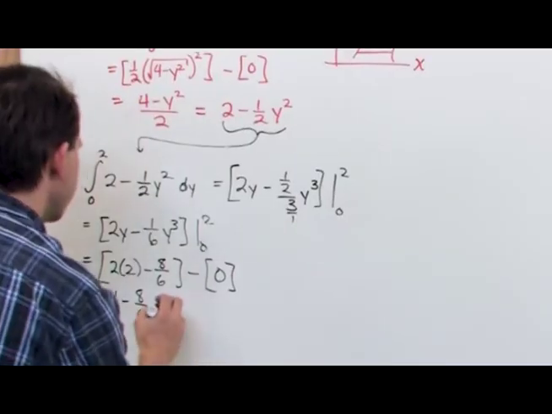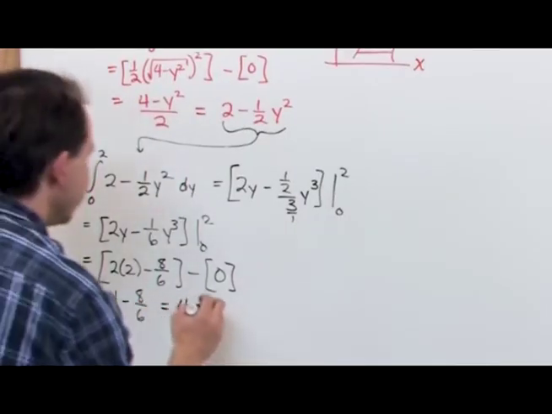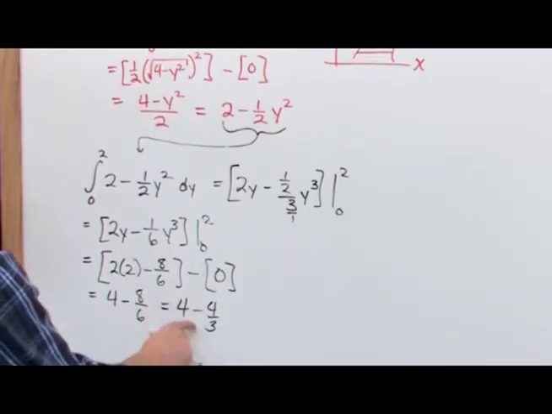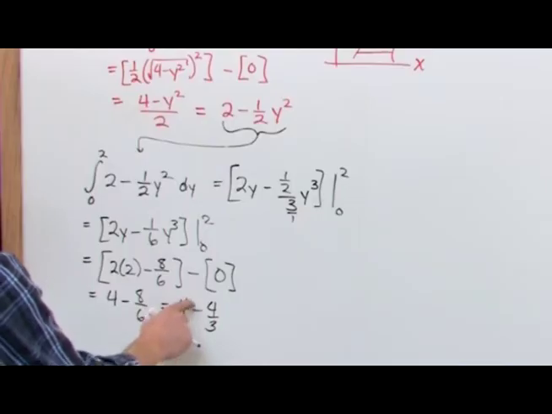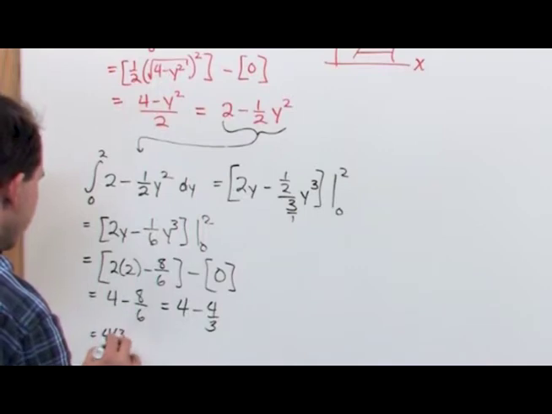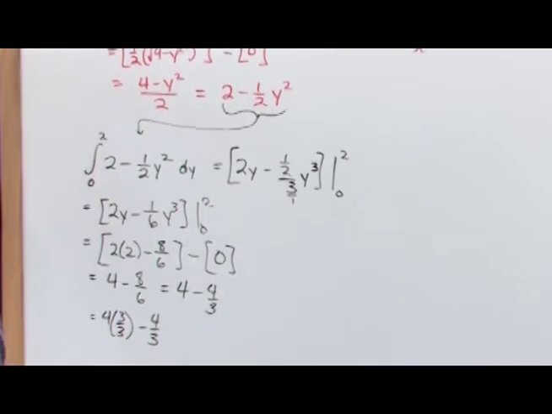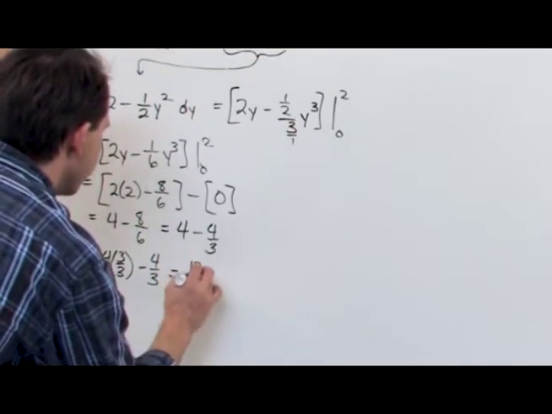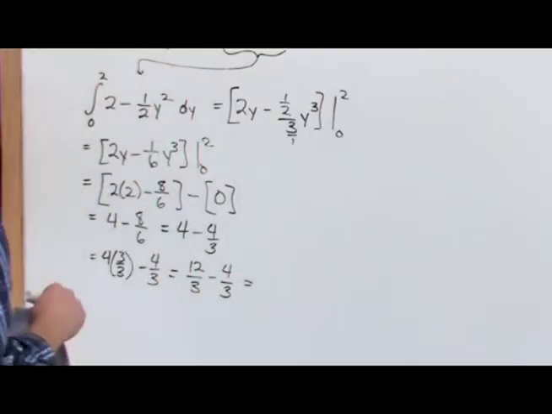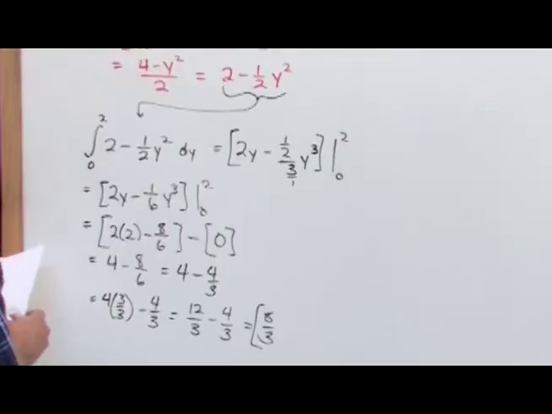Okay, so the first thing I'm going to do is say 4 minus, simplifying this right here is going to be 4/3. And then here I can find a common denominator by multiplying this 4 by 3 over 3. Multiplying the 4 by 3 over 3 changes nothing, because I'm multiplying by 1. What I'm going to get is 12 over 3 minus 4 over 3. So what I'm going to get at the end of the day is 8 over 3. And the answer is 8 over 3.